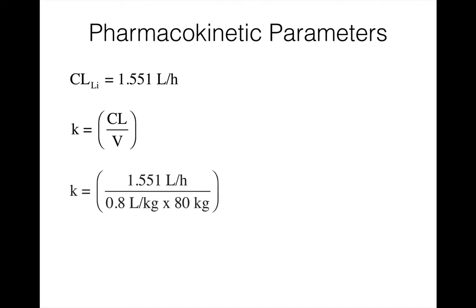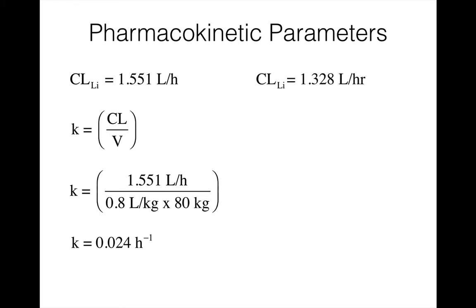Let's determine the pharmacokinetic parameters. The clearance in the first method was 1.551 liters per hour, and we know that K is equal to clearance divided by volume of distribution. That gives us K of 1.551 liters per hour divided by 0.8 liters per kilo times the lean body weight, which was 80 kilograms, giving us a K of 0.024 hours to the minus 1.